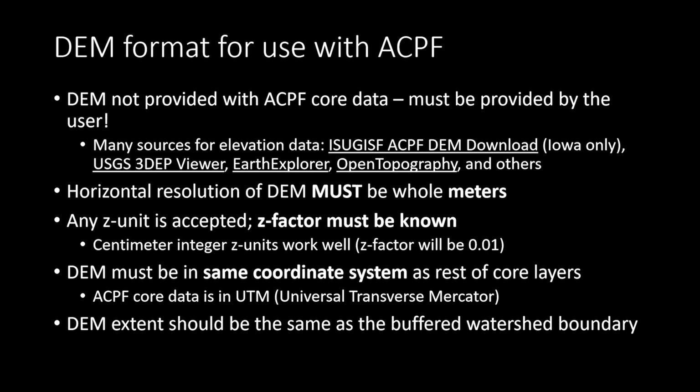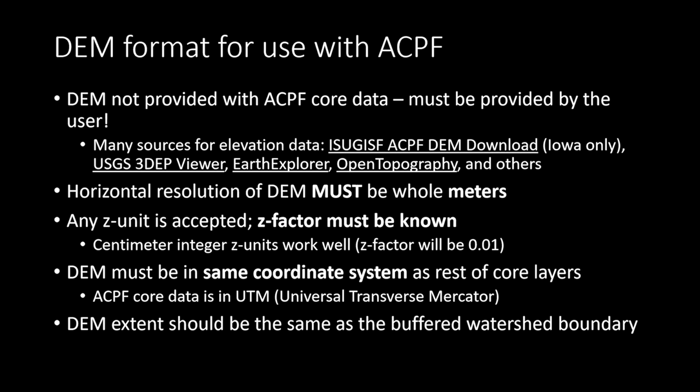Some key things to know is that the ACPF requires your DEM to be in whole meters. You will also need to be aware of your Z units, and this will not be contained in the layer properties, only in the metadata. The ACPF can handle any vertical units as long as a Z factor is provided. The Z factor is a conversion factor where it is the number of horizontal XY units within the Z unit. So for example, if you had a meters horizontal unit, but then a centimeter Z unit, your Z factor is going to be 0.01. That is the number of meters that fit into a centimeter.